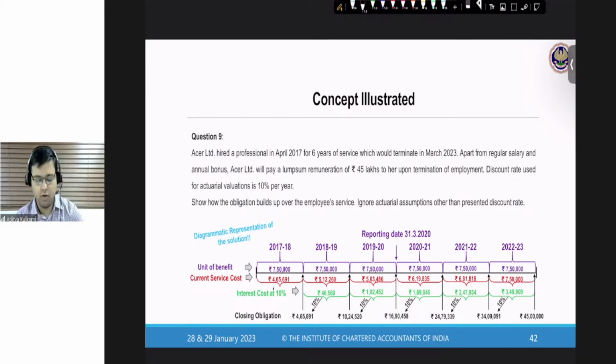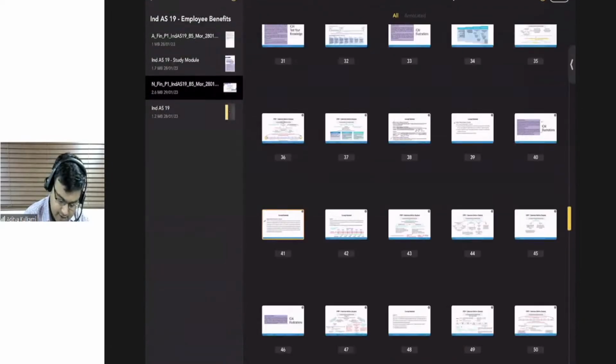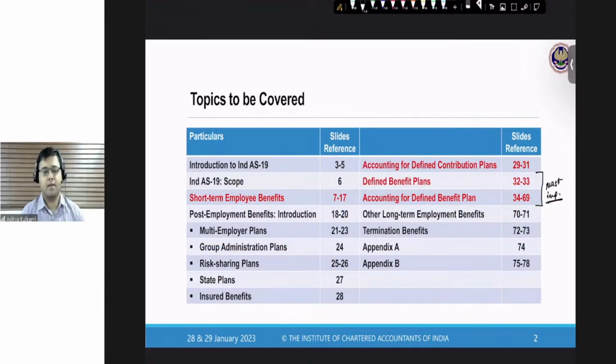Okay. So we continue our session from yesterday. If I have to give a brief recap of what we discussed in yesterday's session, we started off with the introduction to Ind AS 19 that basically deals with employee benefits. We saw who is covered in the definition of employee. It includes full-time employees, part-time employees. It also includes your directors, managing director, whole-time directors.